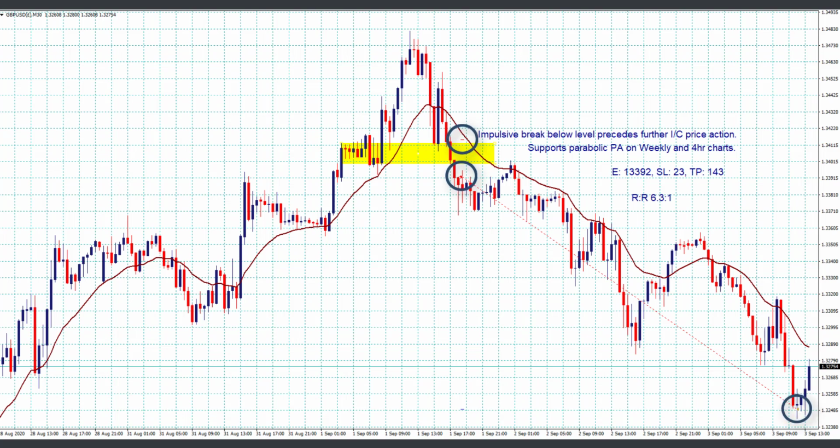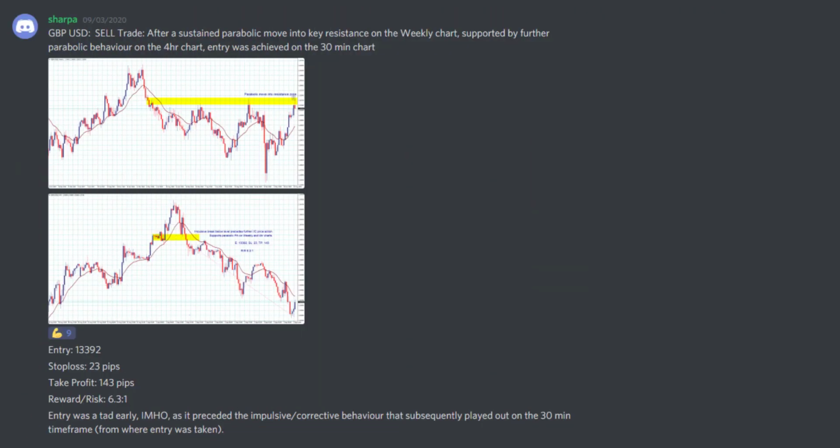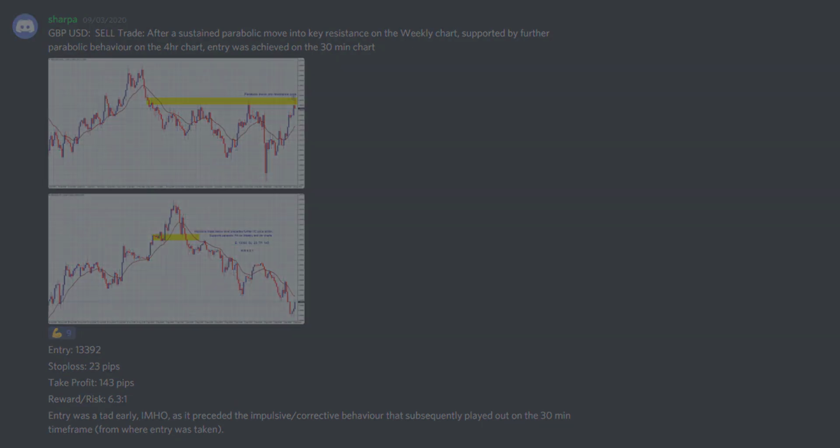Now that we have covered the trade details, let's head over to TradingView, our favorite charting platform, and check out the price action context leading up to his trade here.